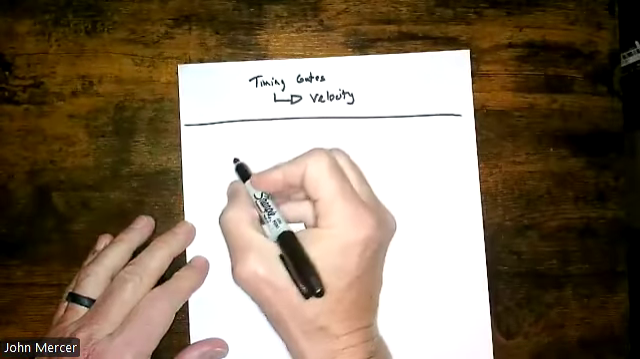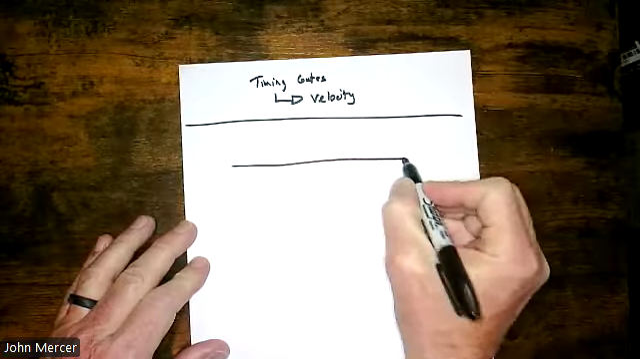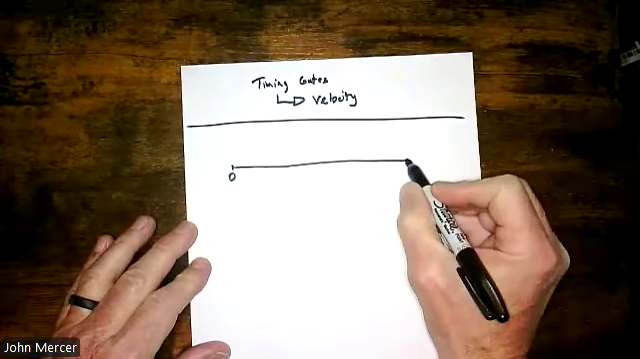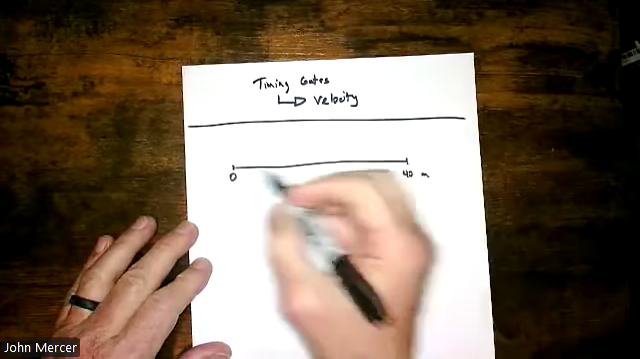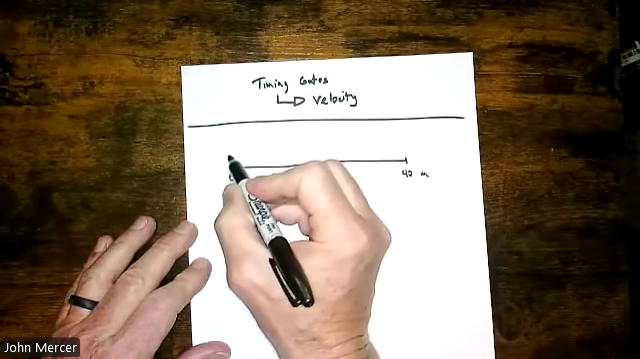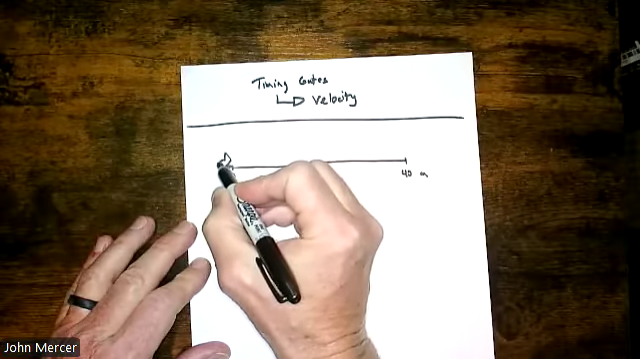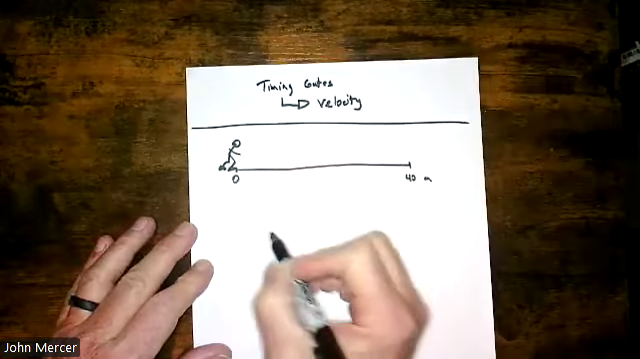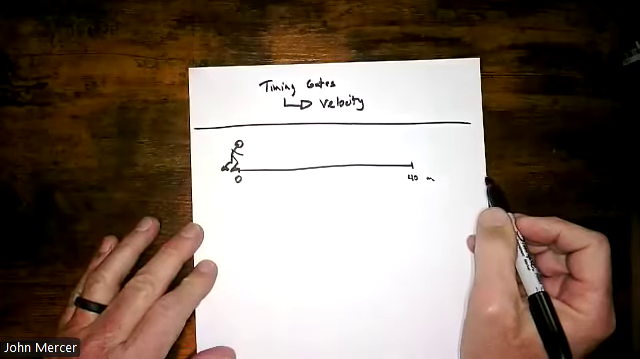So what do we have for a sprint test? We have a course set up where there's a start line at 0 and an end line at 40, and we'll call this meters. And then we have a runner. Let's see if I could draw a runner here, on the start line. Maybe they're not standing like that, but that's the best I can do drawing-wise.